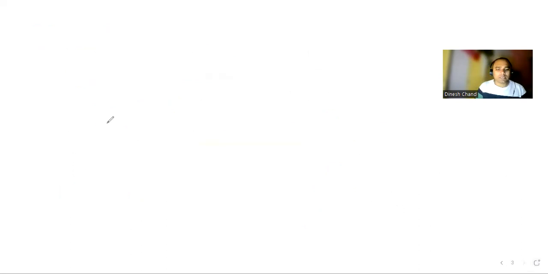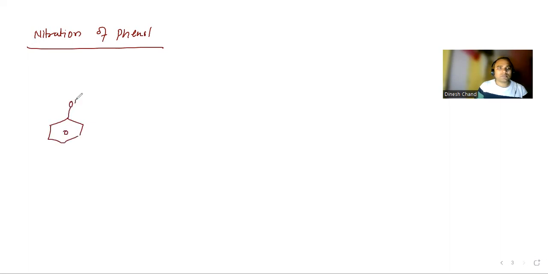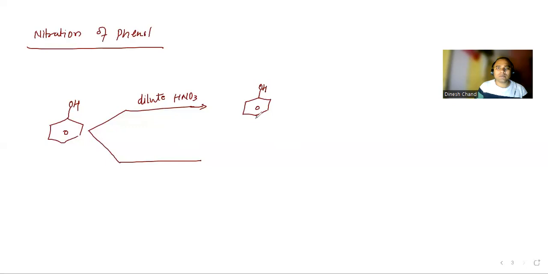Now let us try to understand the reaction with nitric acid. So we are going to study nitration of phenol. Nitration of phenol takes place in two different ways. Let me say this is the phenol, right? Here is the OH. Now, if you are taking dilute HNO3, a substituted phenol is going to be obtained. Here is OH, and it can be NO2. This is the one product.